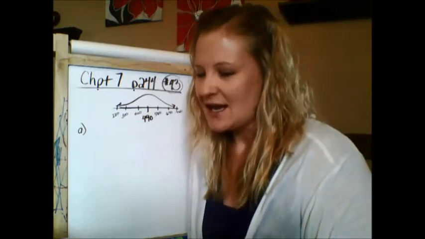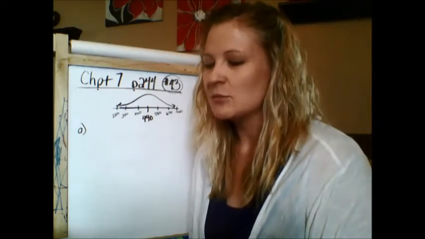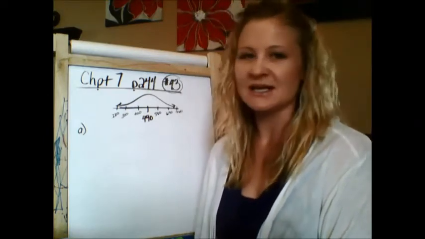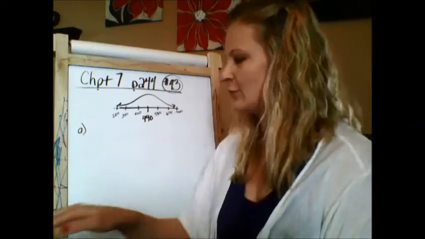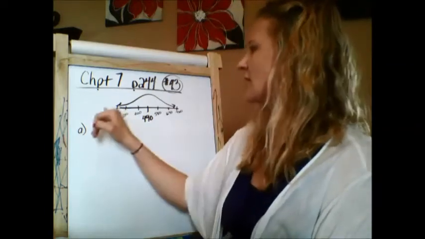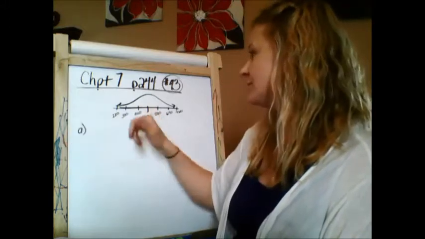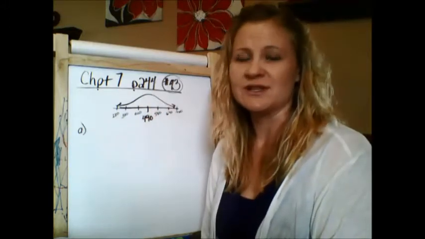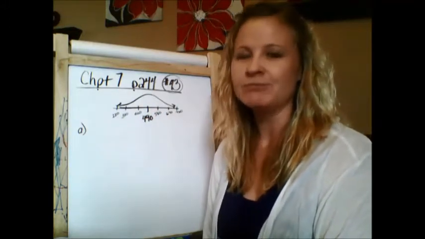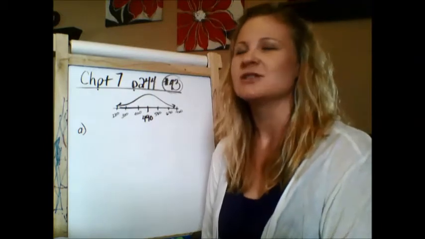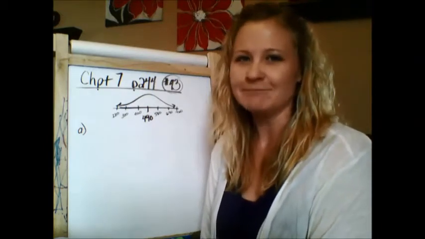Question A asks, what percent of families spend more than $30 but less than $490 per month on food? Okay, so where is 30 on our graph? It's way down here past 1 standard deviation. So we're not able to use the empirical rule for this because it's not on a major stepping stone. So I will use the normal distribution command on Excel.